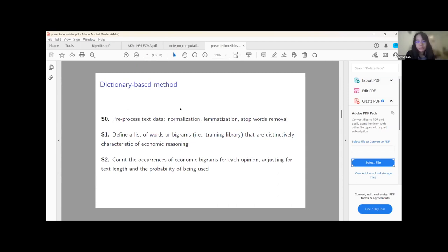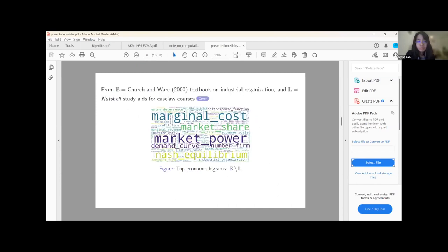This involves standard procedures like normalizing the text, lemmatization, and stop word removal. And then in the next step, I define a list of phrases, which I call the training library, that are distinctively characteristic of economic reasoning. And then finally, I count the occurrences of these phrases for each opinion, adjusting for the length of the opinion and also the probability of each phrase being used in the economics training library. So what this looks like as a word cloud is something like this.